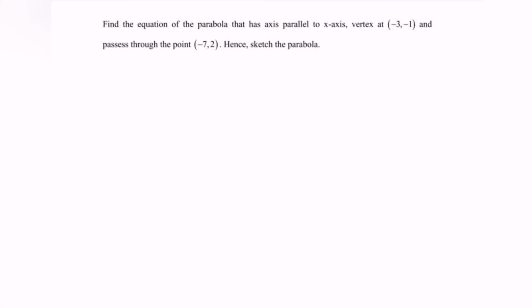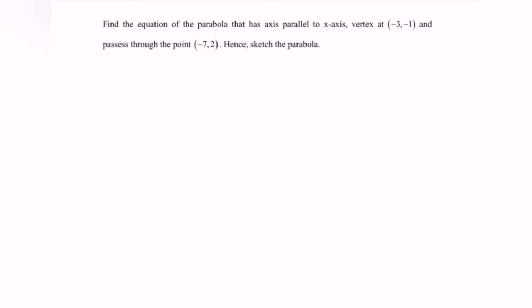So in this video, I'm going to discuss the example for parabola. Find the equation of the parabola that has its axis parallel to the x-axis, vertex at (-3, -1), and passes through the point (-7, 2). Hence, sketch the graph.